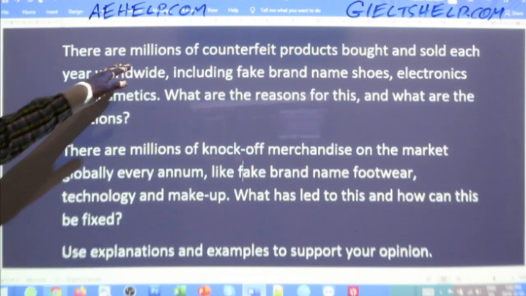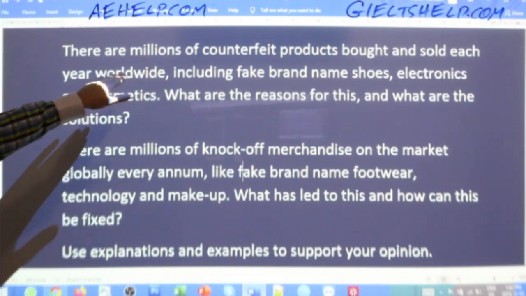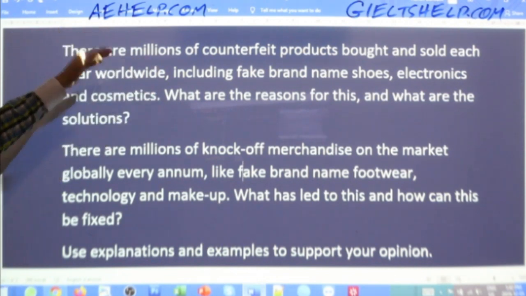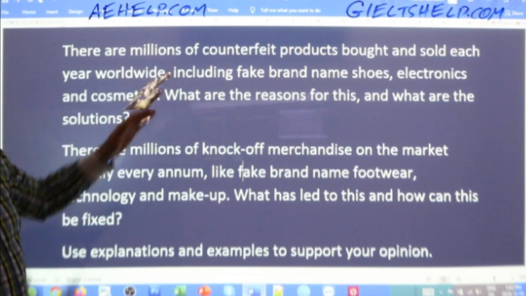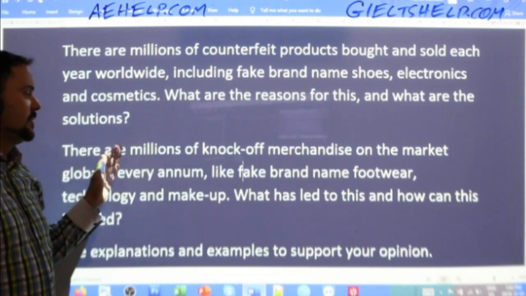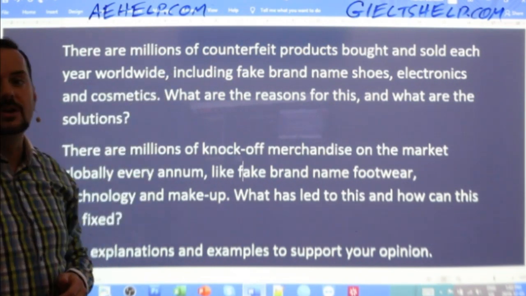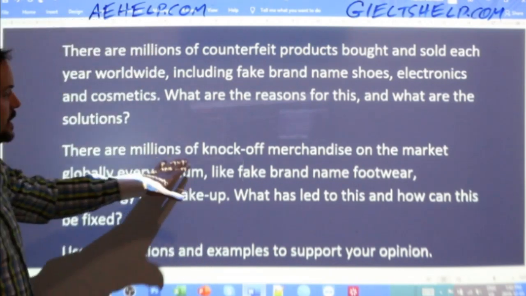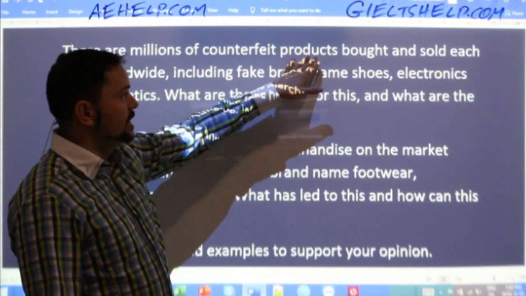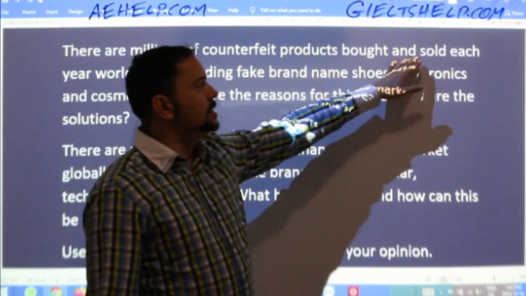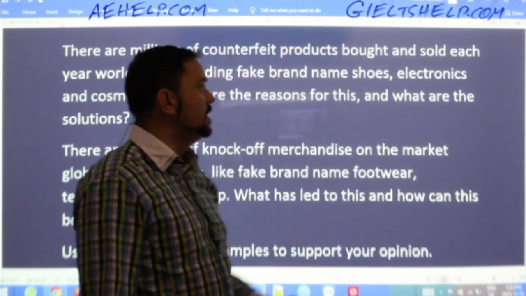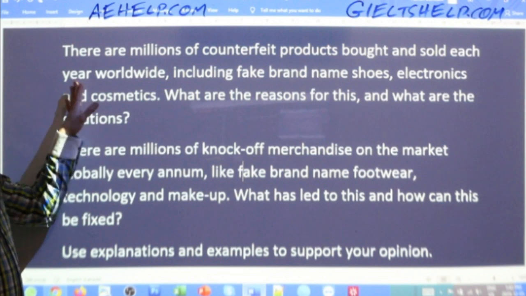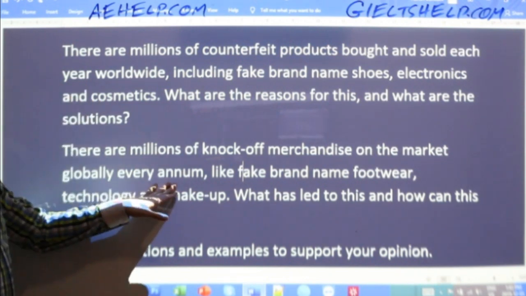Notice how quantitative language is tricky. You can't really paraphrase it at times. So just stay with the same. So there are millions. There are millions. You can say there's a lot or many, but that's not quite an accurate paraphrase when you use the word millions. So there are millions of knockoff merchandise instead of products, bought and sold. We can just simply say on the market, worldwide, globally, each year, every annum.